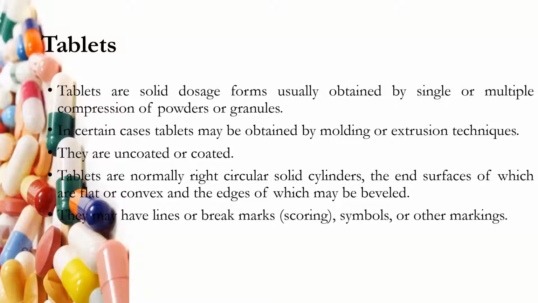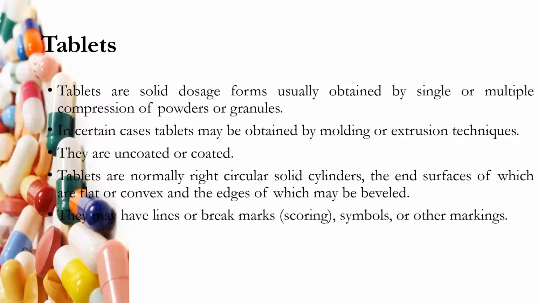A tablet is a solid dosage form, obtained by single or multiple compression. As I said, it is a solid form that can be compressed under some pressure in the form of a tablet. Some different shapes are there; you can see a picture on the slide. It is a compression of powder, sometimes granules. This can be called a formulation, and after compression, we get some type of shape. In certain cases, a tablet may be obtained by molding or extrusion technique. There can be two types of tablets, coated and uncoated.